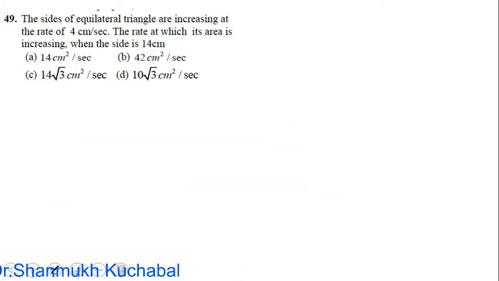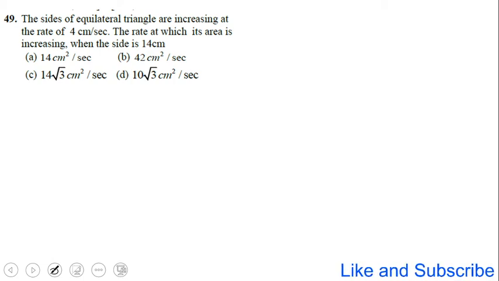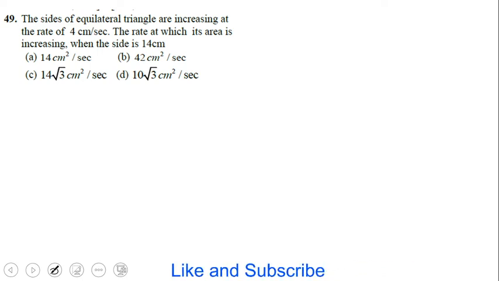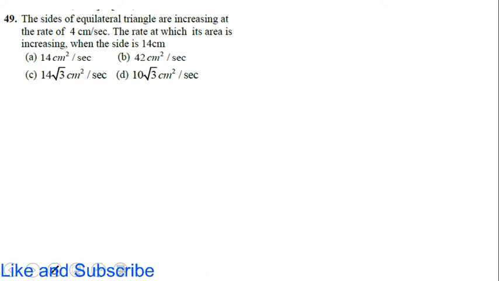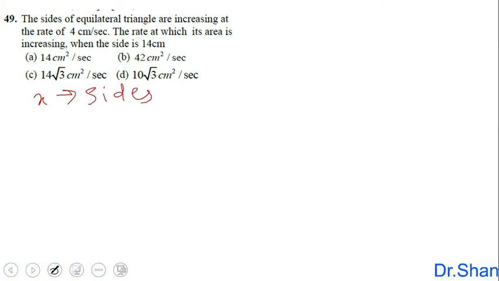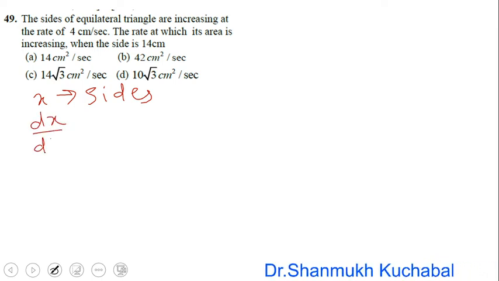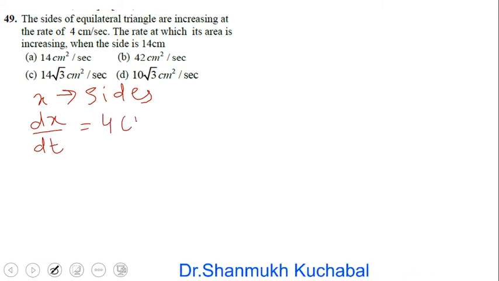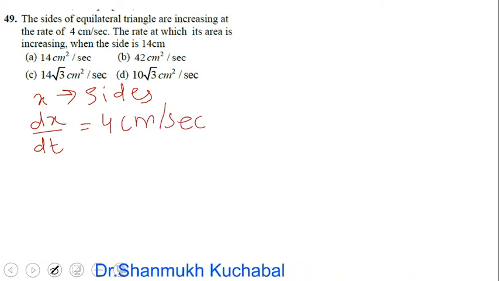Okay, we'll move to our next example. The question is, the sides of an equilateral triangle are increasing at the rate of 4 centimeter per second. We have to calculate the rate at which its area is increasing when the side is 14 centimeter. So here x be the sides of the equilateral triangle. It is increasing at the rate, so I take dx by dt as 4 centimeter per second.